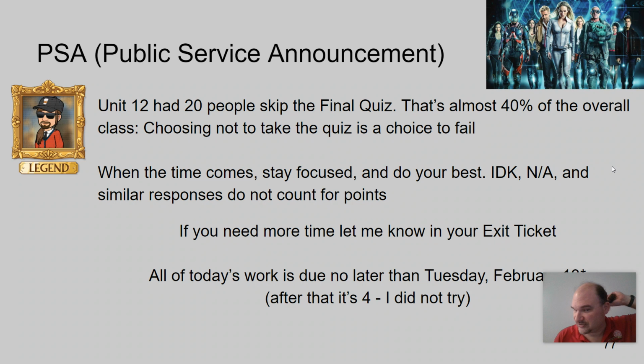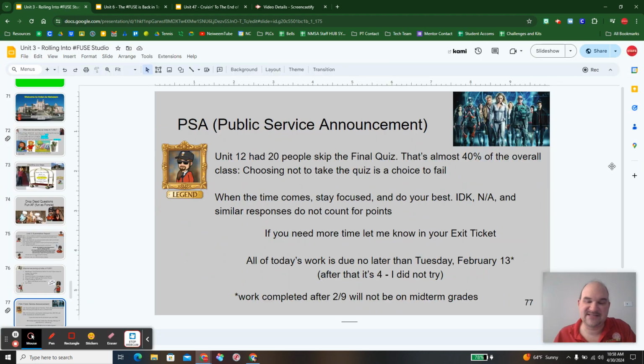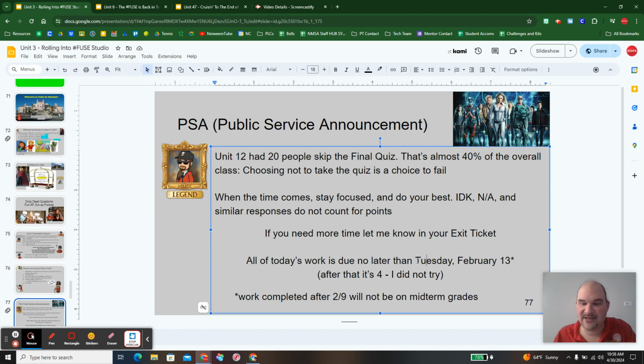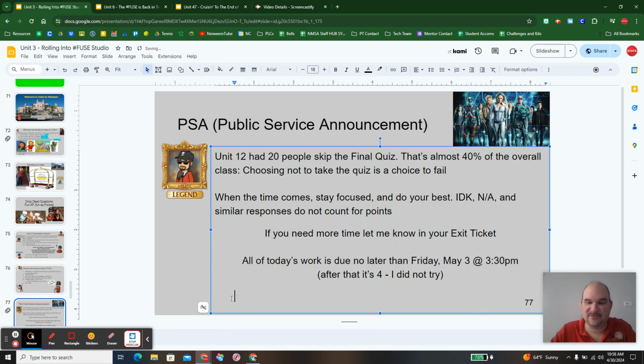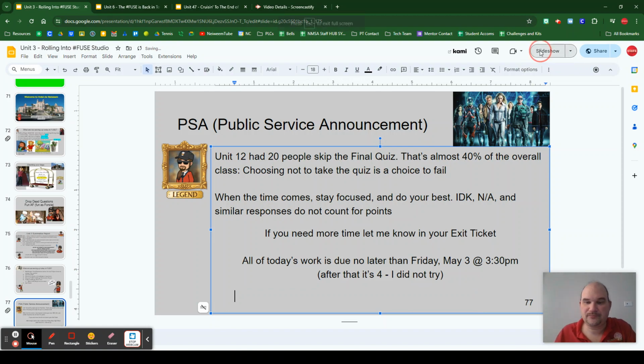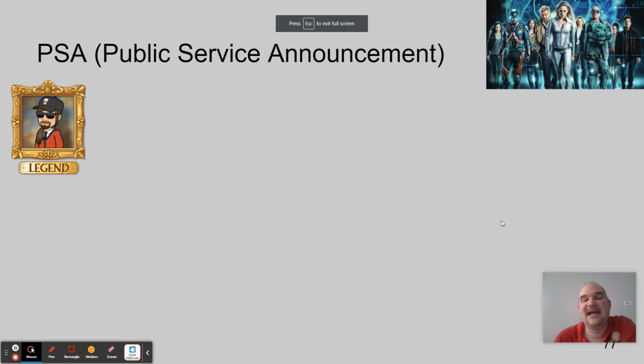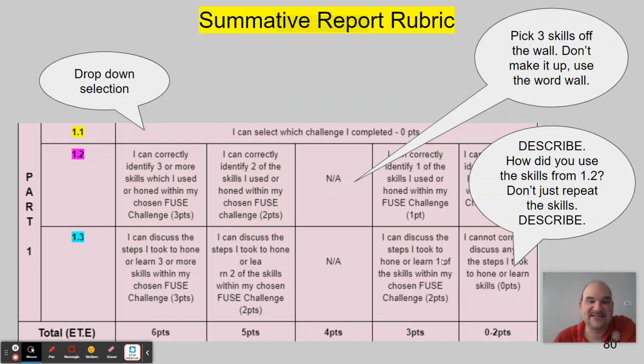All of today's work is due no later than, not Tuesday, February, whatever, this Friday, May 3rd. I'm going to fix that right now so it's correct in class. No later than Friday, May 3rd at 3:30. Okay. And you don't need to worry about the midterms. Midterms are well past. So due by this Friday at 3:30. After that is a 4. I did not try. Let's take a look at the rubric.